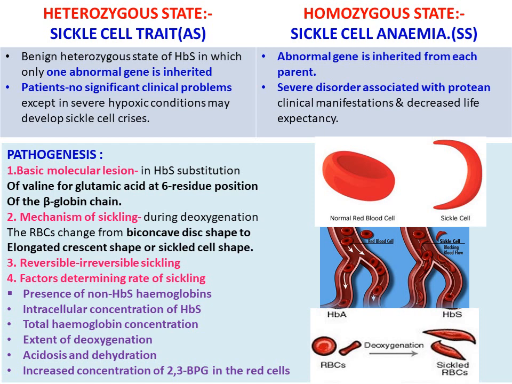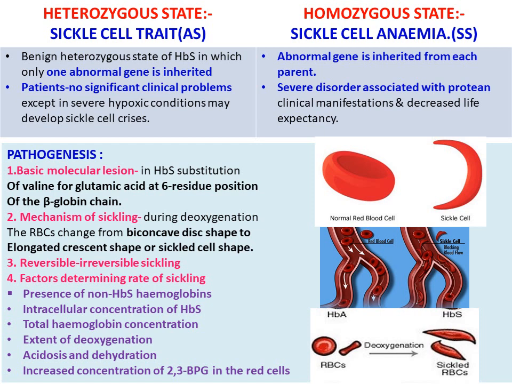Second, the mechanism of sickling. During deoxygenation, the RBCs change from biconcave disc shape to an elongated crescent or sickle cell shape. So you can see in the diagram here, the normal blood cell is biconcave, whereas the sickle cell looks like a half moon. So in the diagram, crescent shape. Then reversible and irreversible sickling: both reversible as well as irreversible sickling may happen for the RBCs.